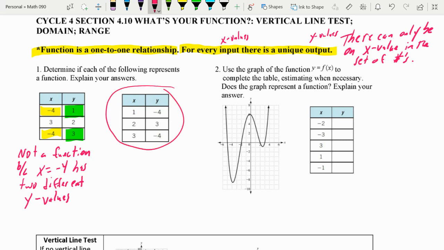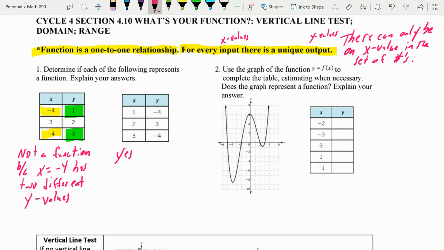Now let's look at this one right here. Is that one a function? Well, the very first thing I'm going to look at is all the x values. I notice that they're all different. That's all that matters. Do I care that I have two y values that are the same? I don't care. All I worry about are the x values. Are they all different? Yes. Since they're all different, this is a function.